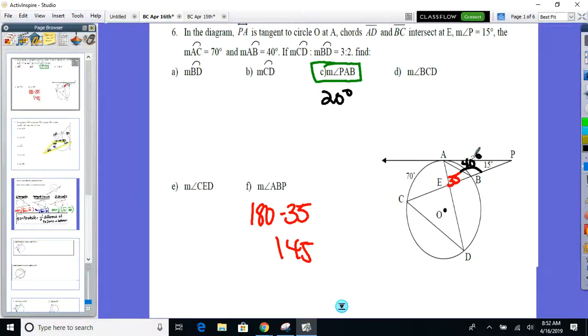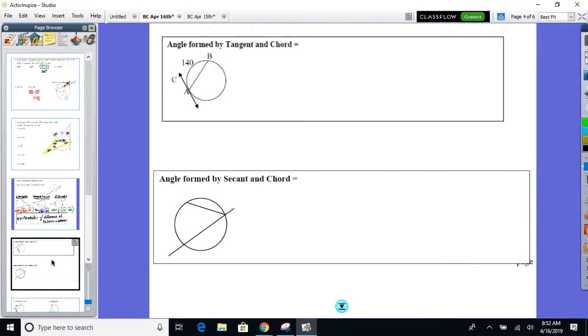You tell me the rule. You take half the arc. What rule do I take half an arc for? Inscribed angle, but do not get fooled. This is not an inscribed angle. Somebody tell me why. What has to be the two sides of an inscribed angle? Chords. AB is a chord, but PA is a tangent. So it follows the same rule, but it's not called an inscribed angle. This is just going to be half its arc measure.